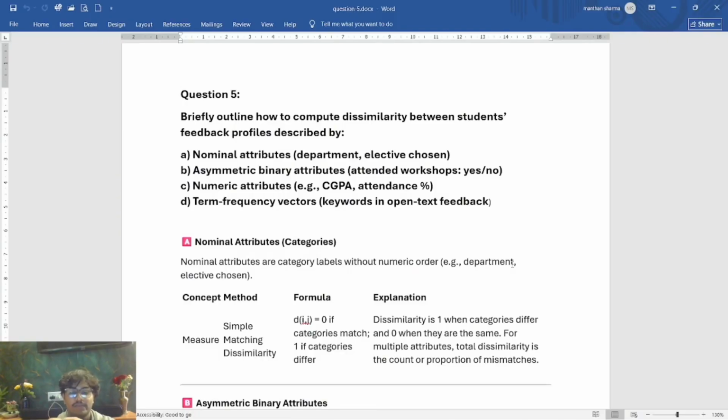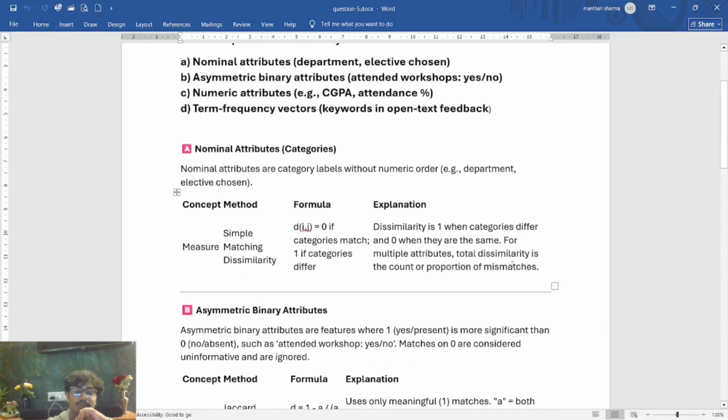Question number 5, in which we are computing the dissimilarity between student feedback profiles based on different types of attributes: nominal, binary, numeric, and even textual feedback. These concepts are widely used in clustering, data mining, and educational analytics.